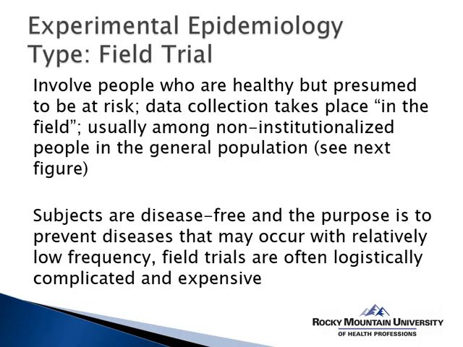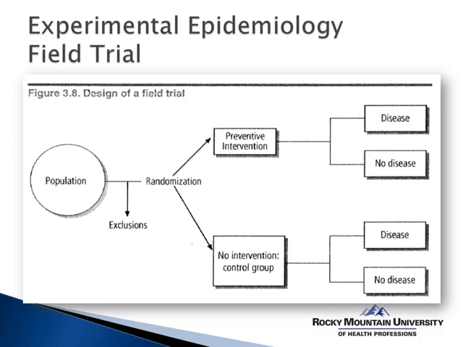Field trials involve people who are healthy but presumed to be at risk. Data collection takes place in the field, usually among non-institutionalized people in the general population. So we're going to see that illustrated in the next figure. Subjects are disease-free or injury-free, and the purpose is to prevent diseases or injuries that may occur with relatively low frequency. Field trials are often logistically complicated and expensive.